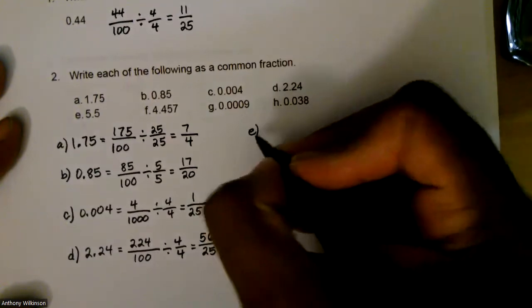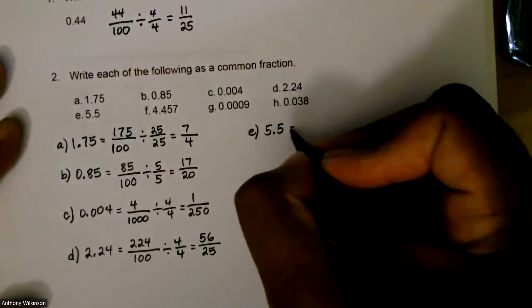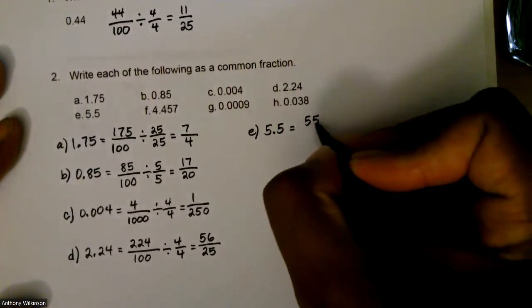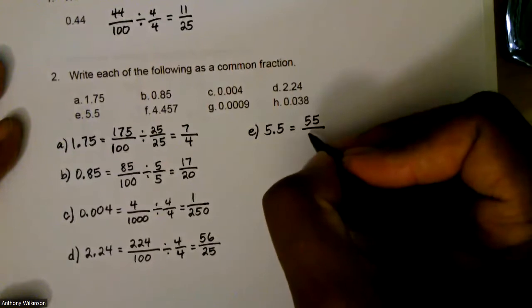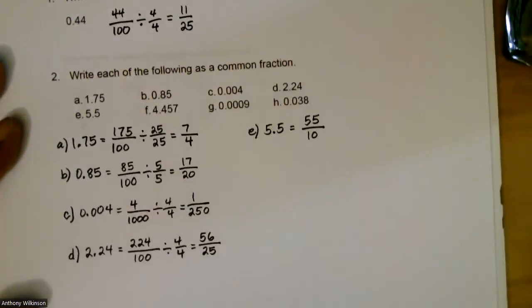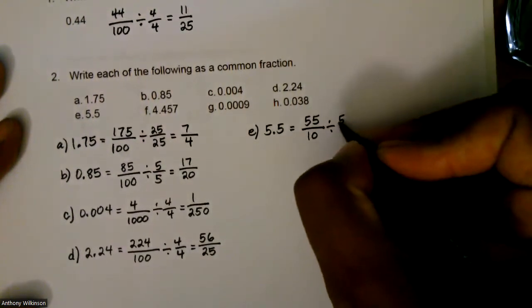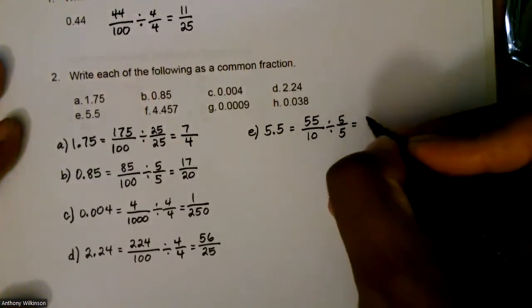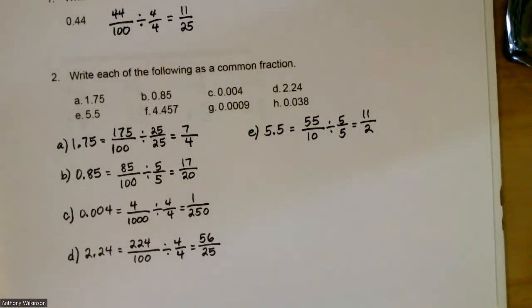And now part E, 5.5. Let's put the 5 and the 5 in the numerator. The second 5 is 1 digit after the decimal point. That's the tenths place. So it'll be 55 over 10, but if we reduce that by dividing the numerator and the denominator by 5, 5 goes into 55 11 times, 5 goes into 10 2 times. So we'll leave that as 11 halves.